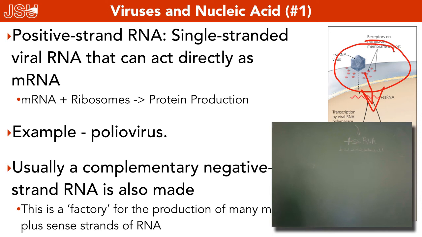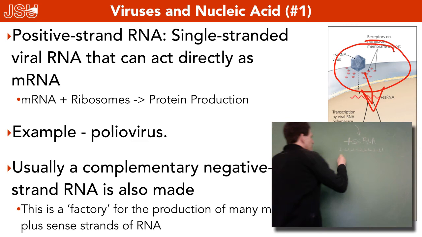Well, let's think of it this way. If I'm making a lot of viral particles, do you think I need more than one piece of this? If my end goal is to make hundreds, thousands, millions of viruses, and I just put in one, what's the problem? I can't make any, so what am I going to do?